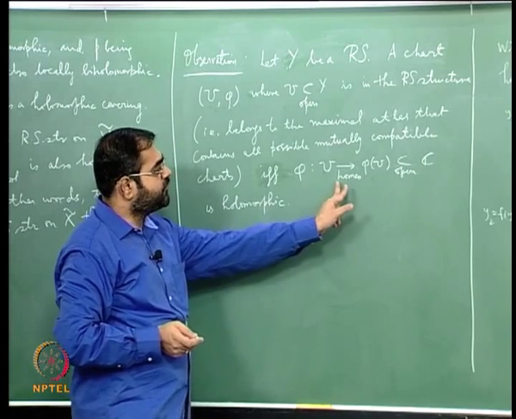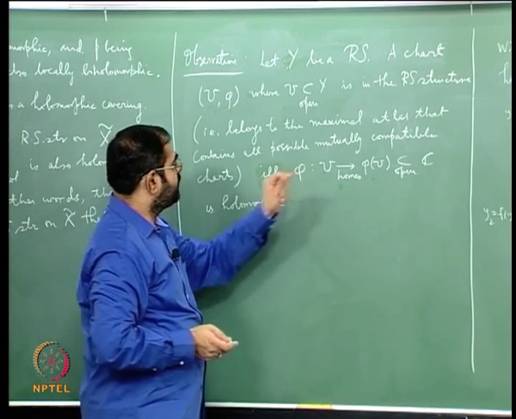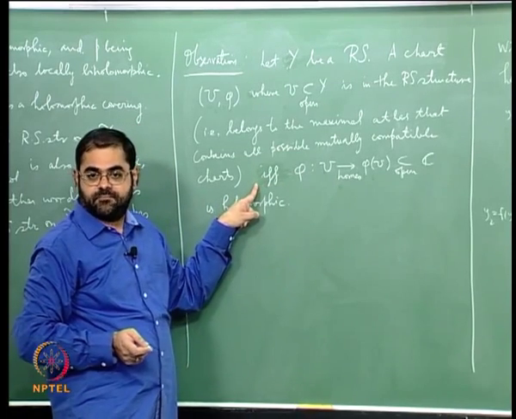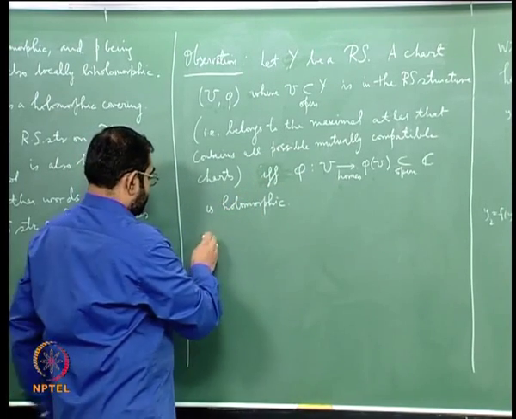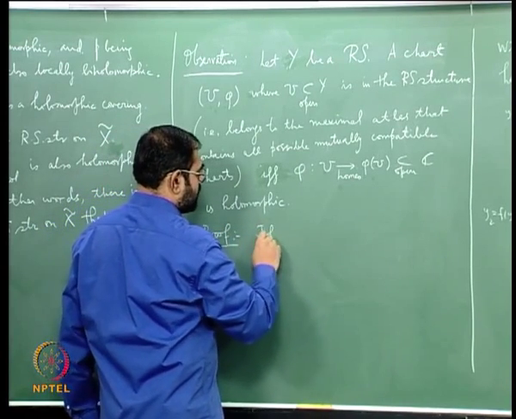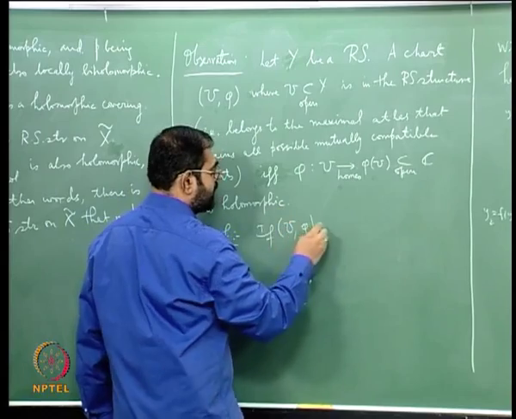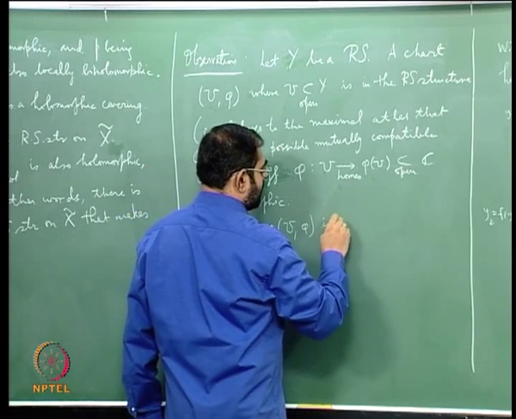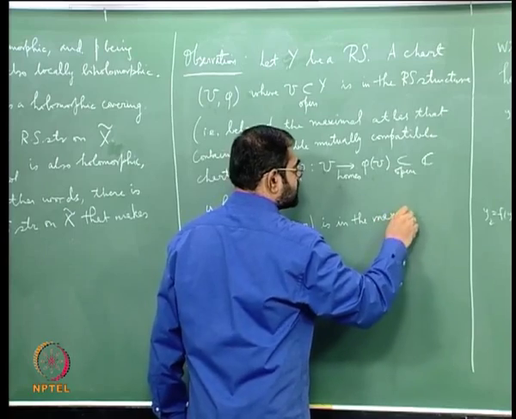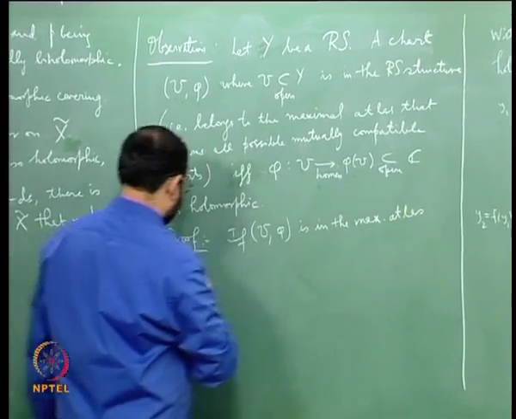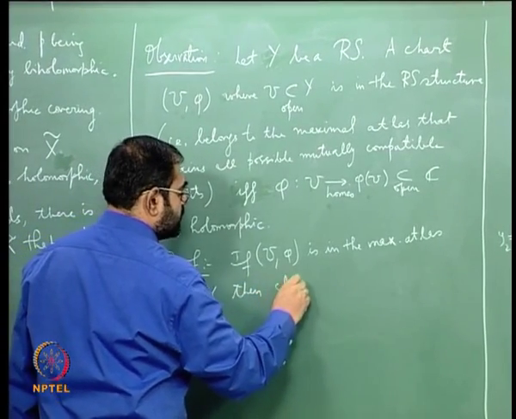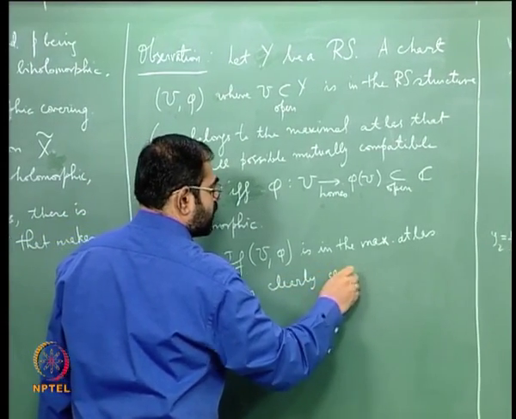If you remember, I told you why one way is very easy. So what is the proof for this? The proof is: if (U, phi) is in the maximal atlas for Y, then clearly phi is holomorphic.